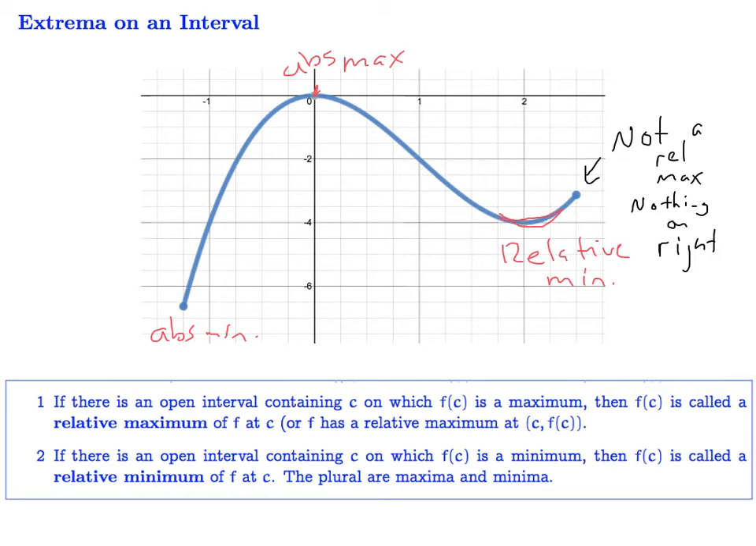Now we should also note that up here, this absolute max is also a relative max. It is bigger than stuff on both sides, so again it gets to be relative. This absolute min is not a relative minimum. There's nothing again on both sides to compare it to.